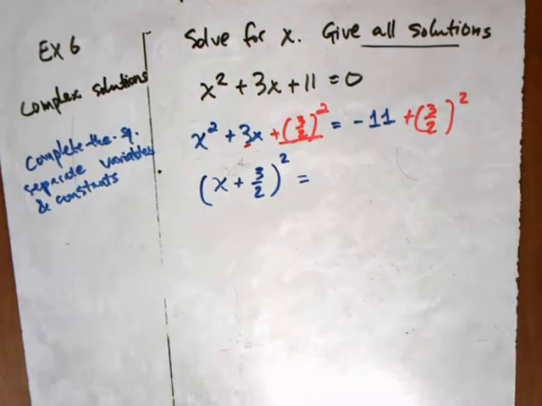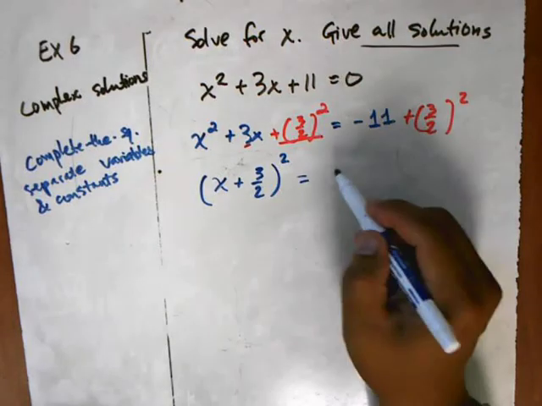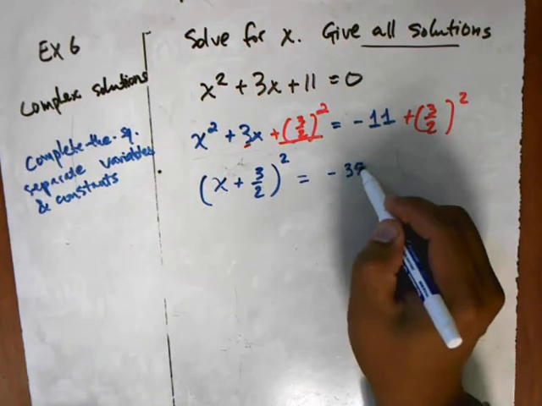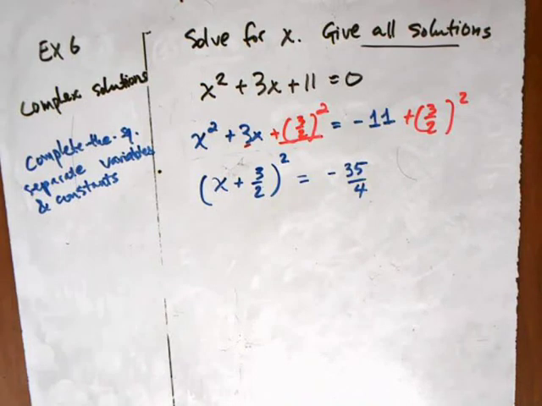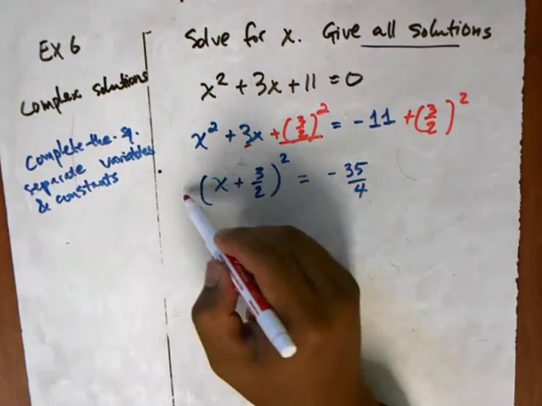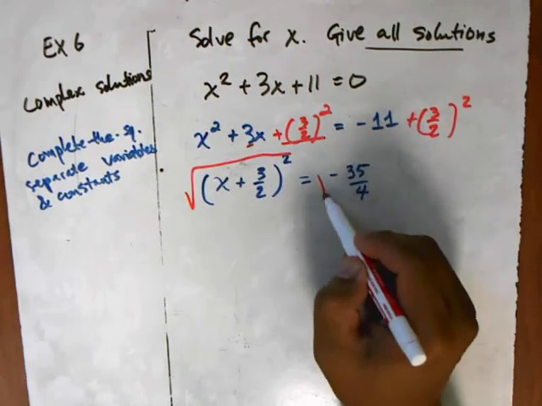And now on the right side of the equation, I get negative 11, so that's negative 44/4 plus 9/4. So that gives me, I'm sorry, negative 35/4. So on the right side of the equation, this leaves me with negative 35/4. And then we can take the square root of both sides.